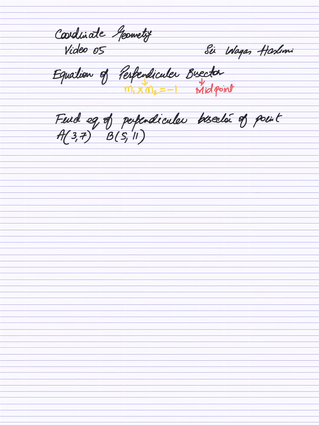Alright, so if I draw roughly the coordinates of A and B, it's 3, 7 roughly and 5, 11. So that is a rough line of A and B. And what is a perpendicular bisector? A line that cuts it in half and makes an angle of 90 degrees. That red line is basically your perpendicular bisector. So first thing, I will start with the midpoint.